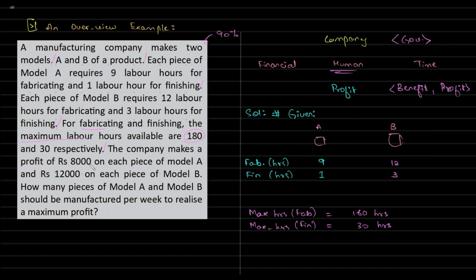The company makes a profit of rupees 8,000 on each piece of A. So with A, we have a profit of rupees 8,000 and B is rupees 12,000. Okay. How many pieces of Model A and Model B should be manufactured per week to realize the maximum profit? So we are looking at how many of this can be manufactured and how many of this can be manufactured to get the maximum profit. So that's the whole agenda, right?